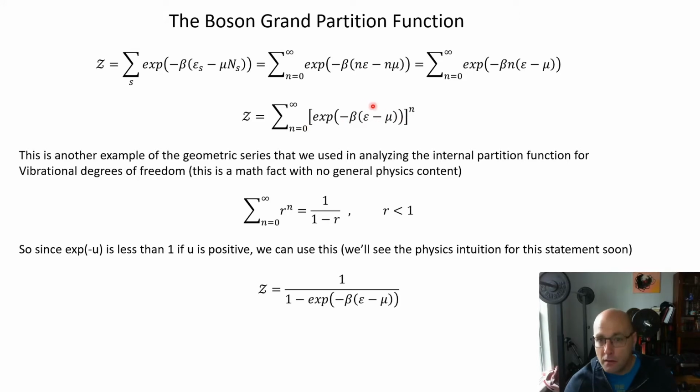And so we can just evaluate the partition function sum directly. This exponential expression is our r value, and so we just get 1 over 1 minus the r value for Z. So it's not super hard, but it does require you to be comfortable with using that geometric infinite series rule.